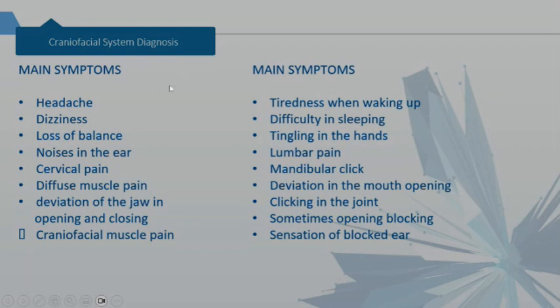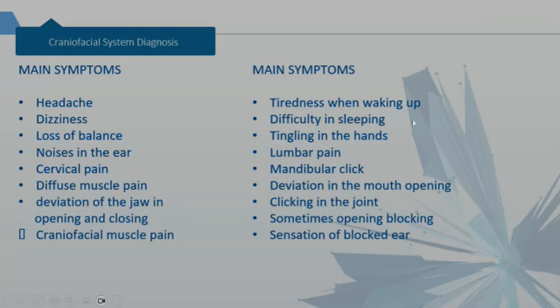The main symptoms of the dysfunction are headache, dizziness, loss of balance, noises in the ears, cervical pain, diffuse muscle pain, deviation of the jaw in opening and closing, craniofacial pain, and the symptoms: tiredness when the patient wakes up, difficulty in sleeping, tingling in the hands, lumbar pain, mandibular click, deviation when the patient opens and closes, clicking of the joint, sometimes blocking, and sensation of the ears blocked.